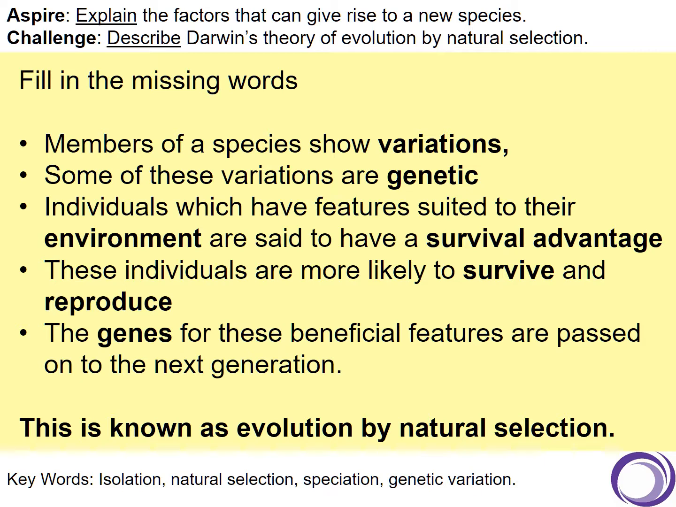I'm just going to read through that again. Members of a species show variations. Some of these variations are down to genetics. Individuals which have features suited to their environment are said to have a survival advantage. These individuals are more likely to survive and reproduce, so then the genes for these beneficial features are passed on to the next generation. And this is known as evolution by natural selection.